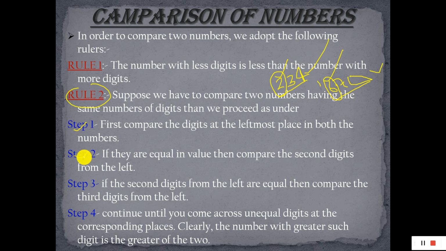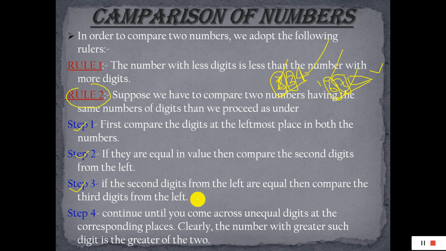Now the second rule is, if they are equal in value, then compare the second digit from the left. Suppose this is also 6, so this is 6 and this is 6, both are the same. Now we can compare the second digit from the left. So this is 3 and this is 7. As you can see, 7 is greater than 3, so this number is greater.